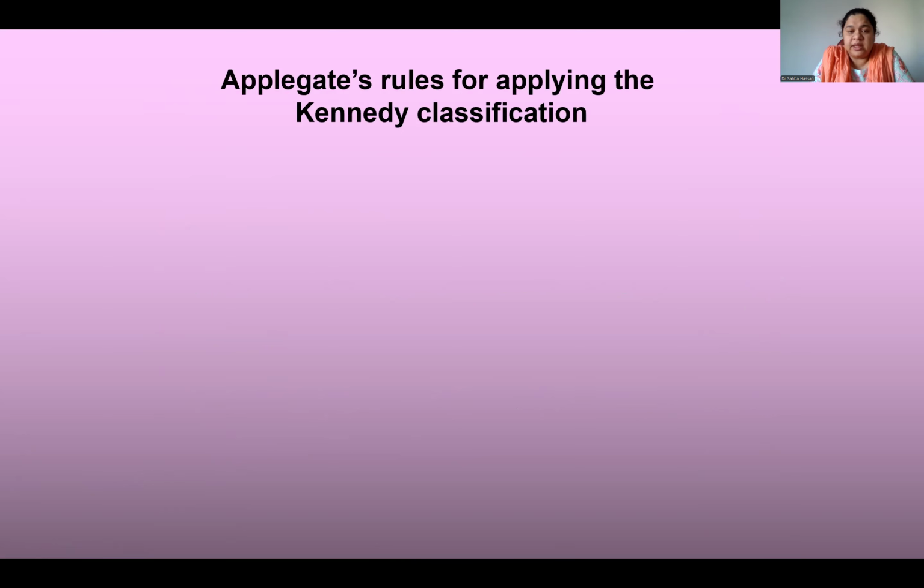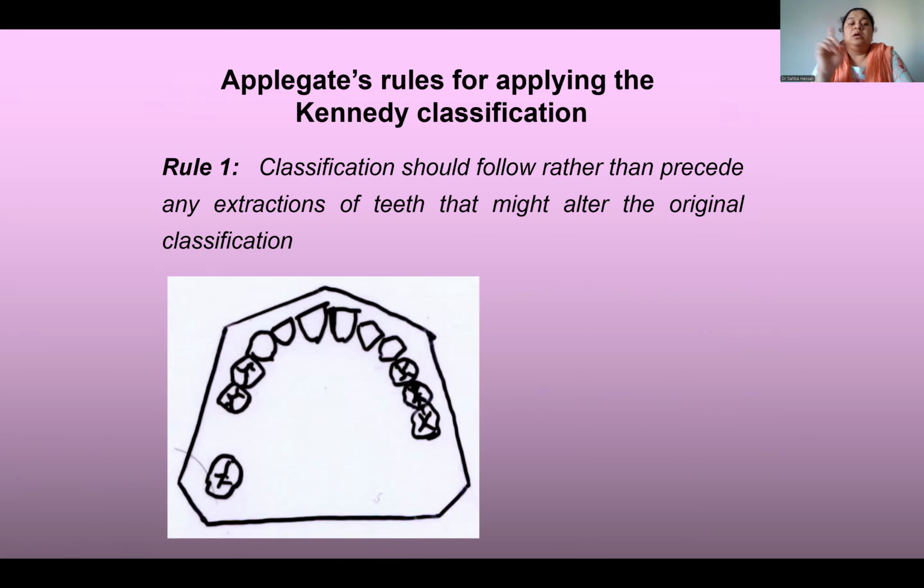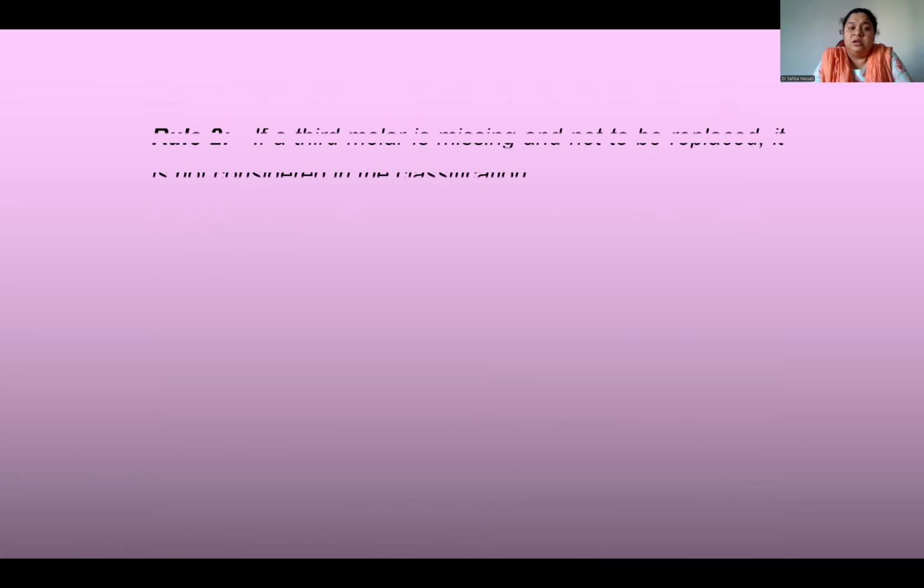Applegate's rules always go with Kennedy's classification. Rule 1: classification should follow rather than precede any extraction that might alter the original classification. So after extraction of the teeth, that time you decide the classification. Before extraction, you cannot do this. After the patient is extracted and everything is done, that time you decide, or even in your treatment plan, if this will be removed, then this will be class 2. So classification should always follow rather than precede any extraction. Only after extraction can you give those classifications.